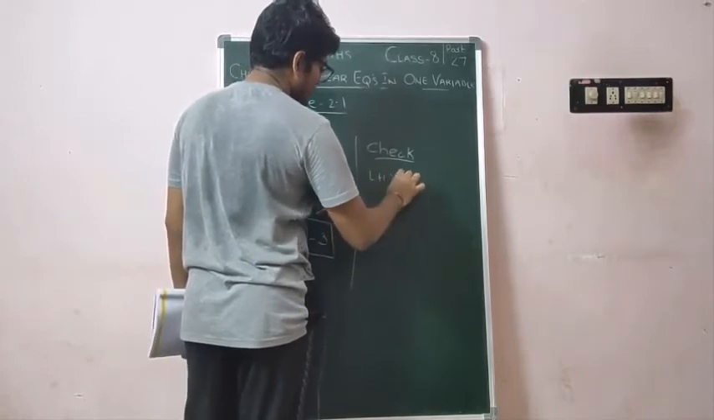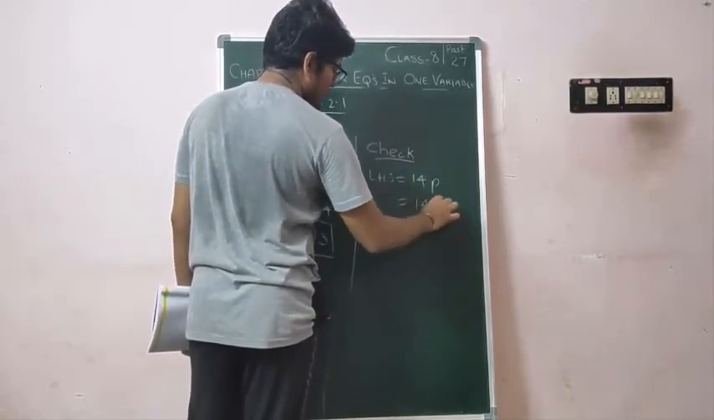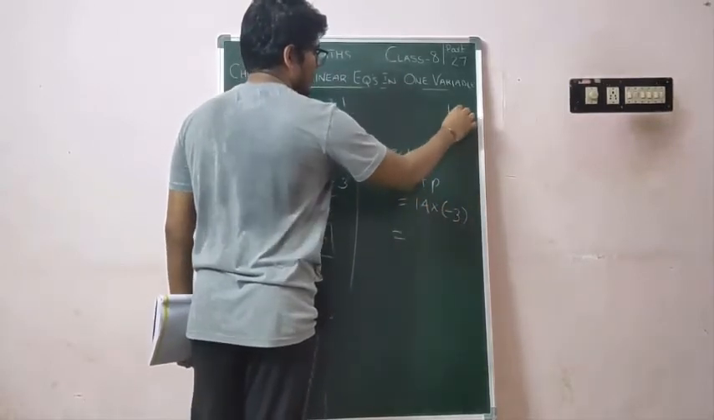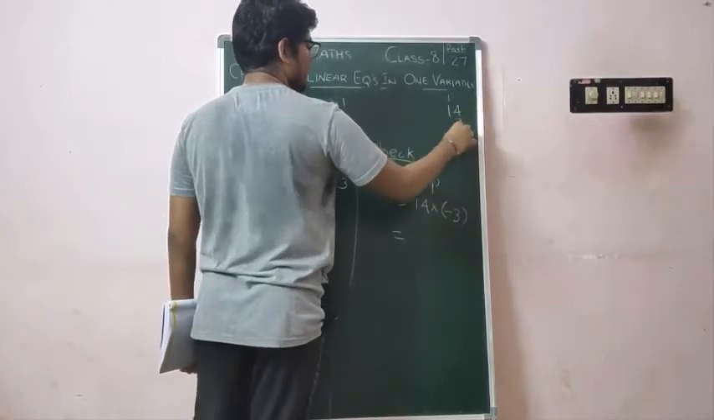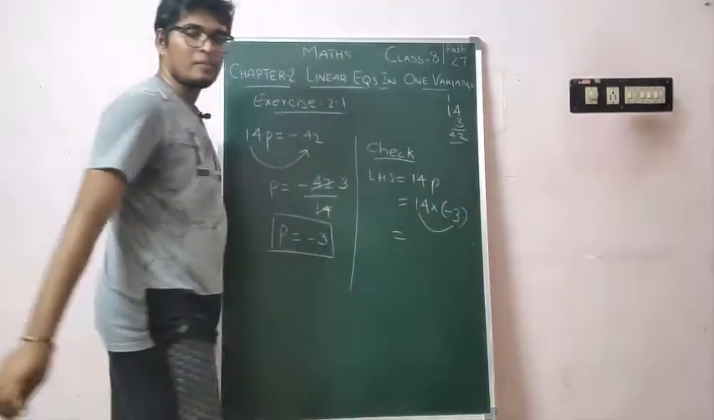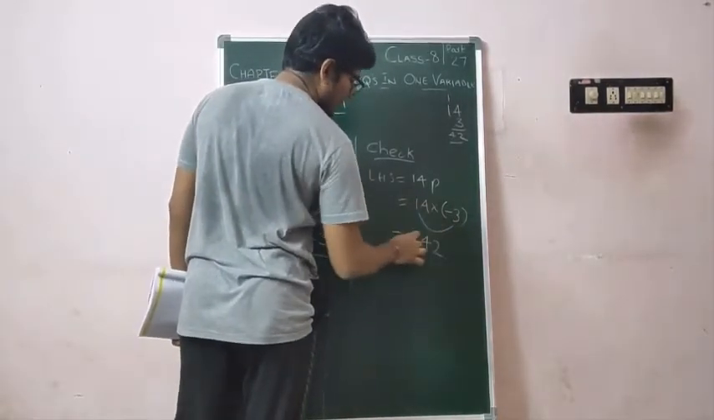LHS is how much? 14P. And 14, what is the value of P? Minus 3. And 14 into 3 is 42. So, first we should multiply the numbers, 14 into 3, and then plus and minus is minus.